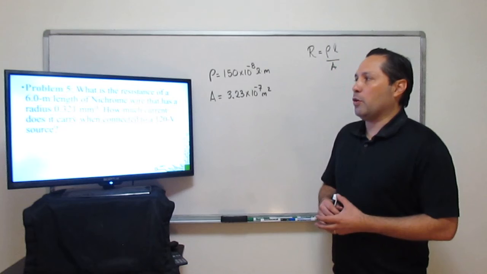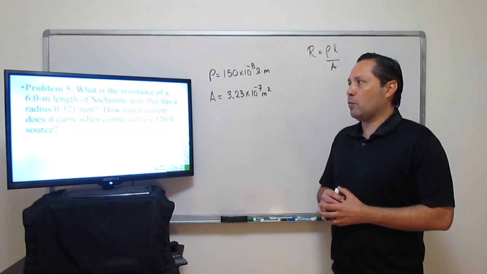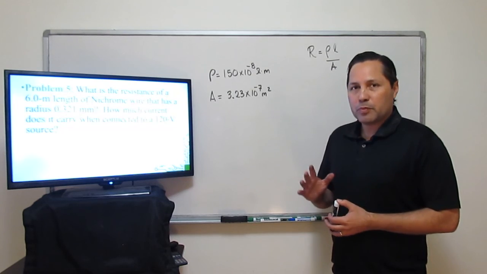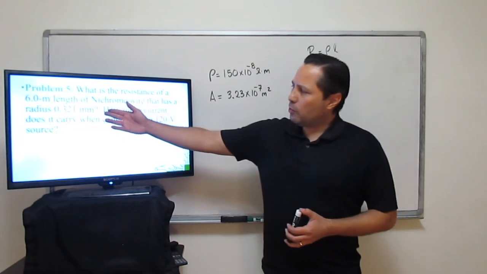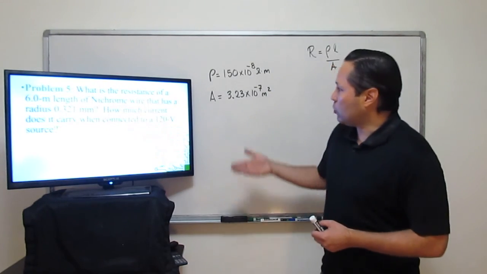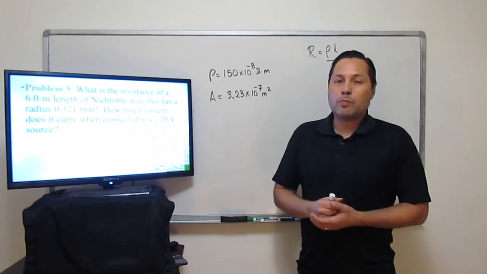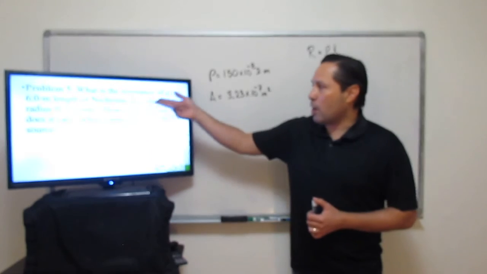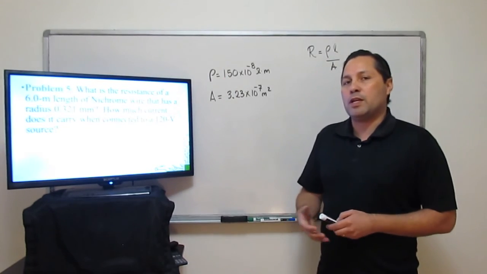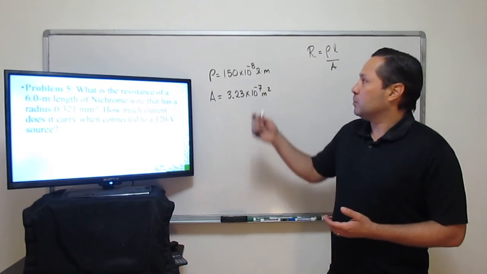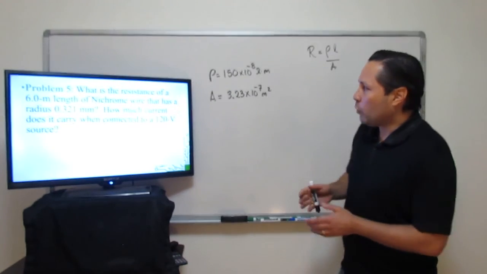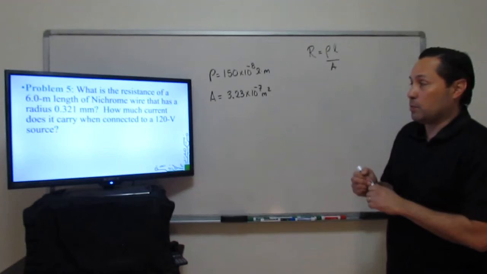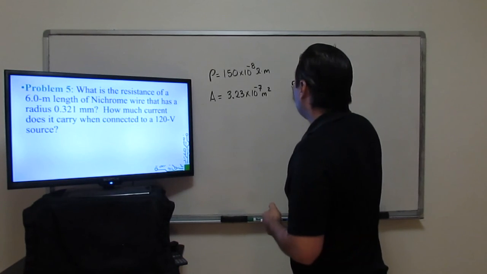What is the resistance of a 6 meter length of nichrome wire that has a radius of 0.321 millimeters? This radius we've used before, so we know the area to be 3.23 times 10 to the negative 7 meters squared. We also know the nichrome wire has a resistivity of 150 times 10 to the negative 8 ohm meters. So all we have to do to find the resistance is plug them in. We have the new length of 6 meters, and that's going to give us our answer.